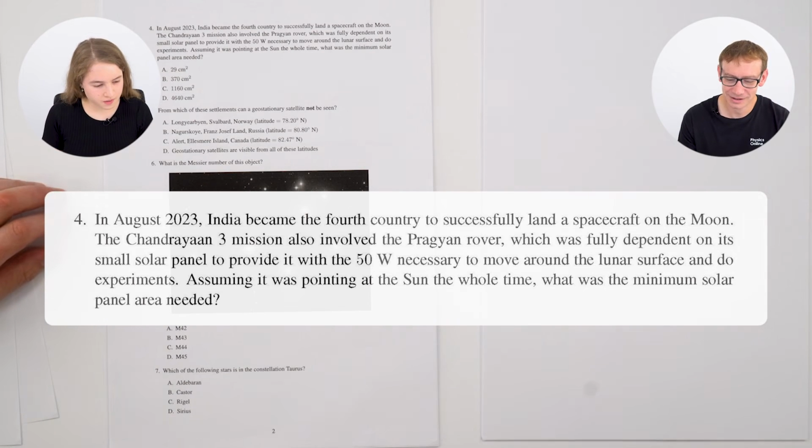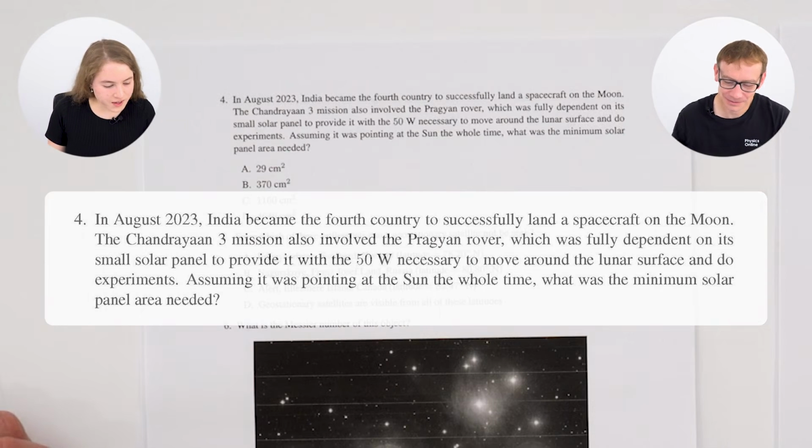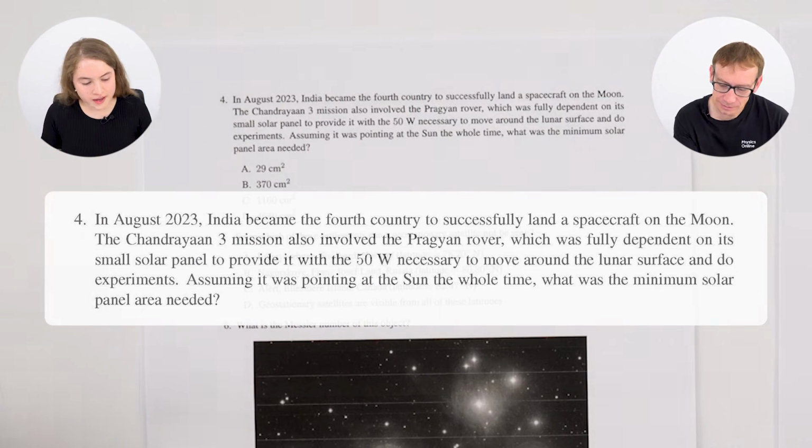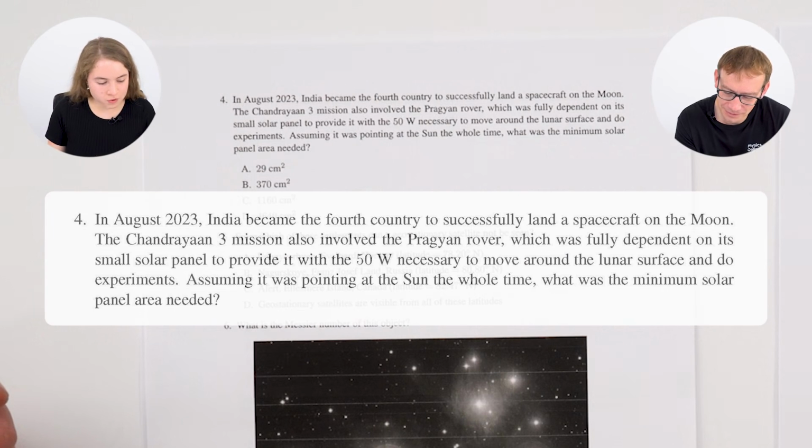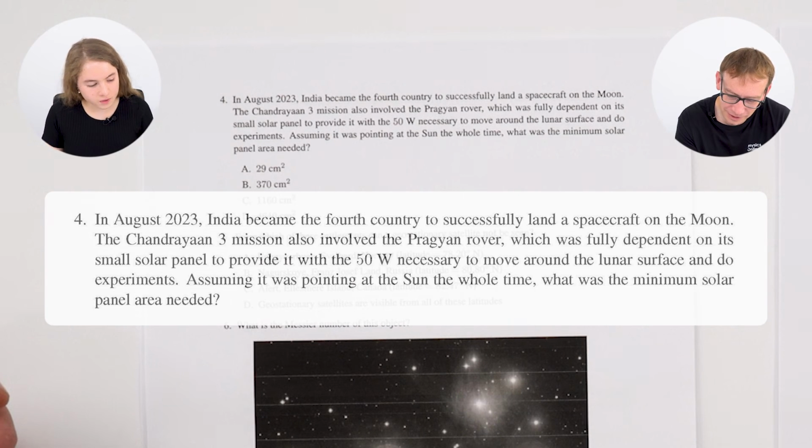So this question says, in August 2023, India became the 4th country to successfully land a spacecraft on the moon. The Chandrayaan-3 mission also involved the Pragyan rover, which was fully dependent on its small solar panel to provide it with the 50 watts necessary to move around the lunar surface and do experiments. Assuming it was pointing at the sun the whole time, what was the minimum solar panel area needed?